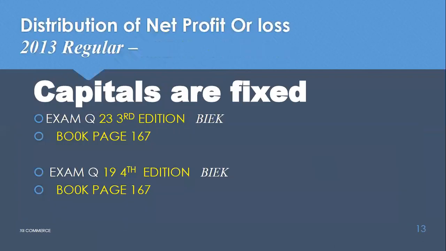I proceed towards today's question, which is your 2013 regular question, available in the third edition exam question number 23. This is on book page number 167, the intermediate book by Petiwala. I have mentioned the book, the page number and the question numbers for your ease, and we are following the Karachi board. In the fourth edition, this is exam question number 19 on book page number 167.